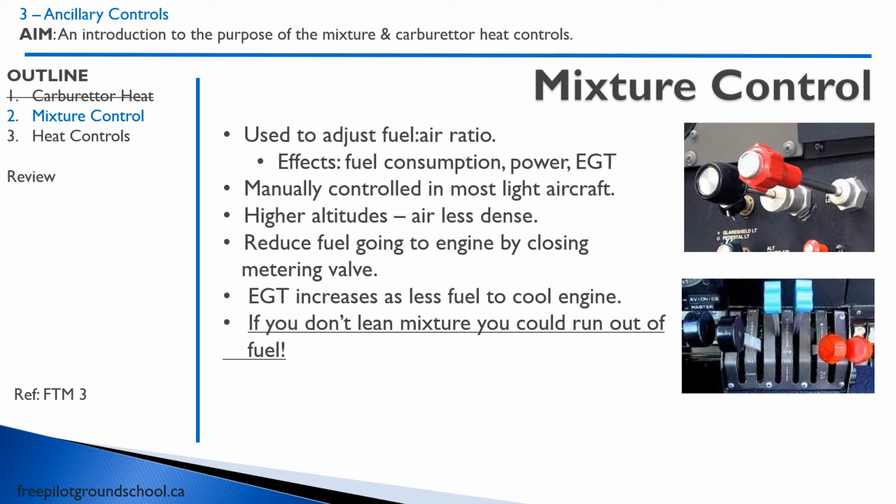This is called a vernier type mixture control. So you can push the button in the middle and pull it out suddenly, or you can turn it for fine adjustment. It kind of slowly screws its way out. On the bottom right, we have a twin engine aircraft. The mixture controls are the two levers on the right for the left and right engine respectively.